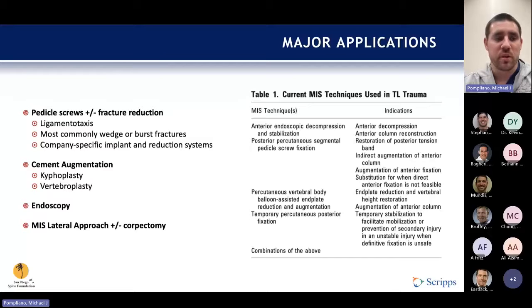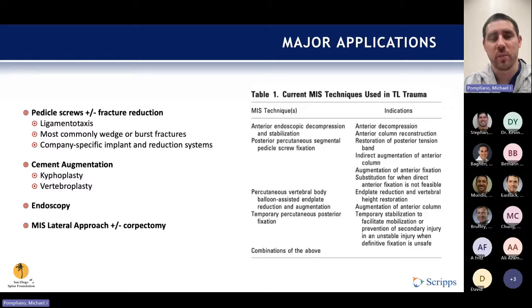So how can we use this? I think there are four pretty major ways that this can be applied. The biggest one, in my opinion, is pedicle screws with or without fracture reduction, so acute traumas using ligamentotaxis principles in order to provide reduction and stabilization of the fractured vertebral body. This is most commonly a wedge or a burst fracture, and there are plenty of company-specific implants and systems designed to accomplish this. Also, kyphoplasty or vertebroplasty, so cement augmentation for compression fractures.